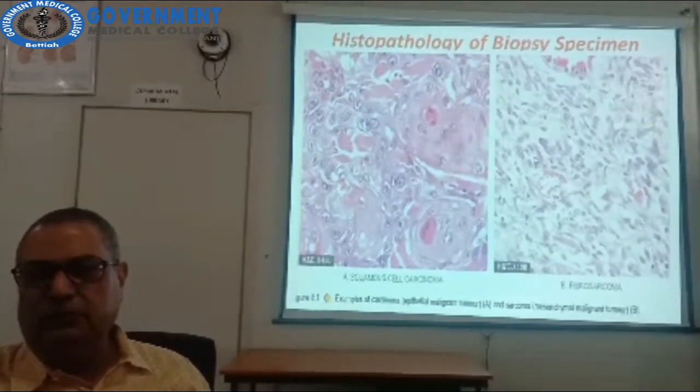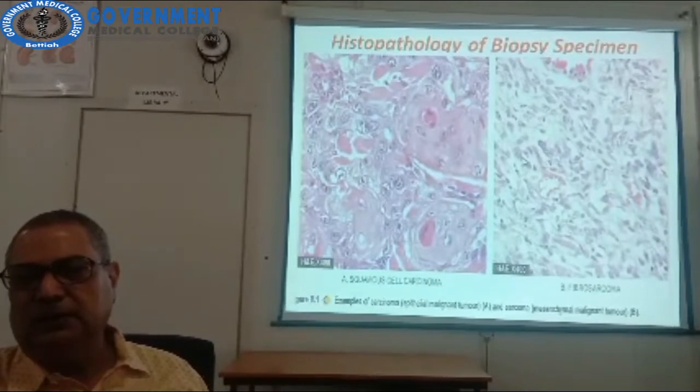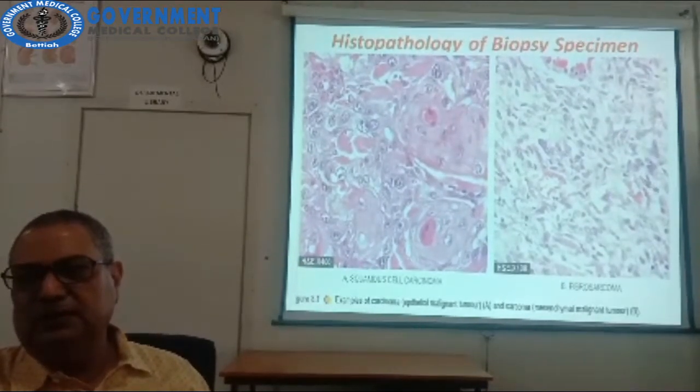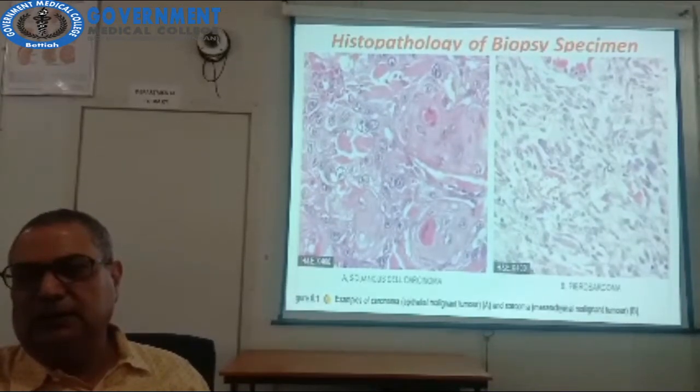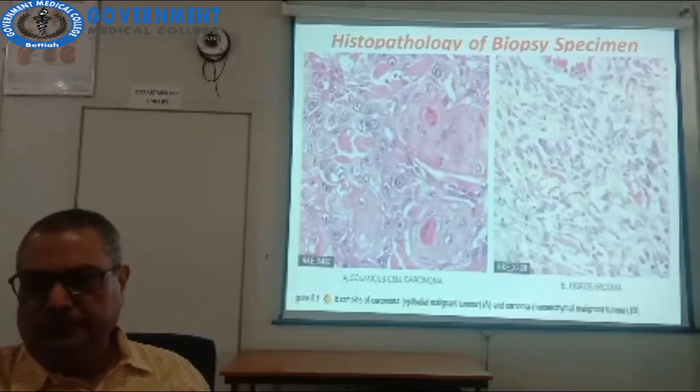Here it is fibrosarcoma. The fibroblasts are increased, abnormal malignant fibroblasts are increased. Hyperchromatic nuclei are there in the fibroblasts, and variation in the size and hyperchromatic nuclei. So this is the mesenchymal tumor, fibrosarcoma.